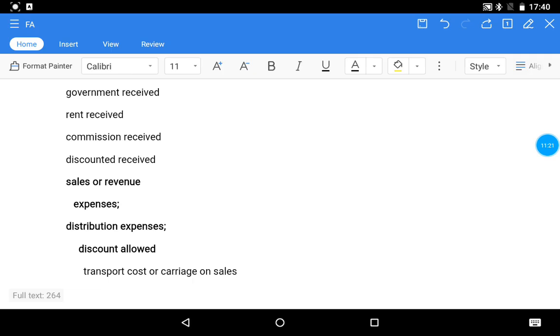Maybe also, whenever a customer comes and buys something, you have someone who helps the customer take the product to his car or destination, and you give that person who carries those things some money or car allowance. It is coded under carriage on sales.